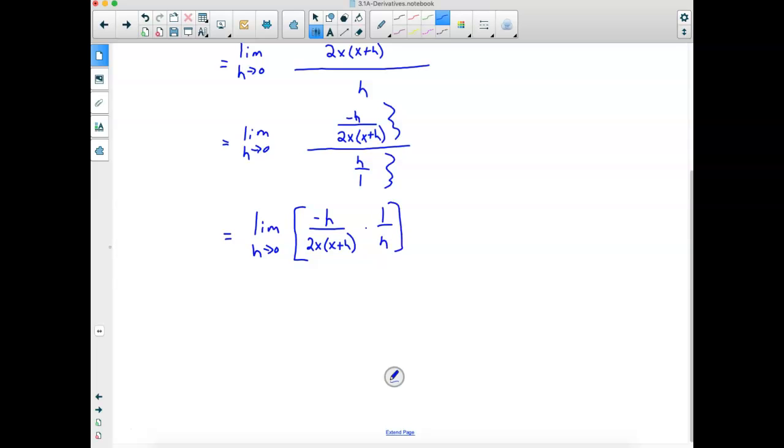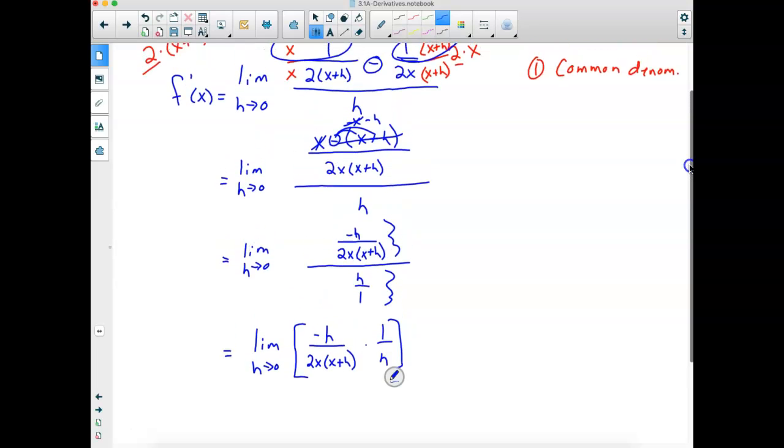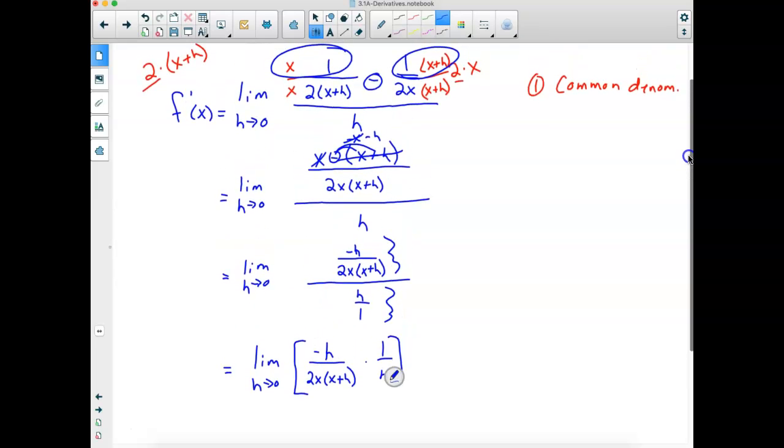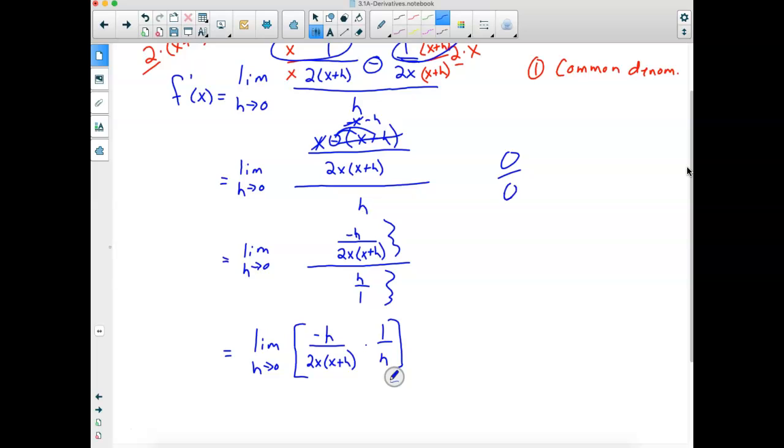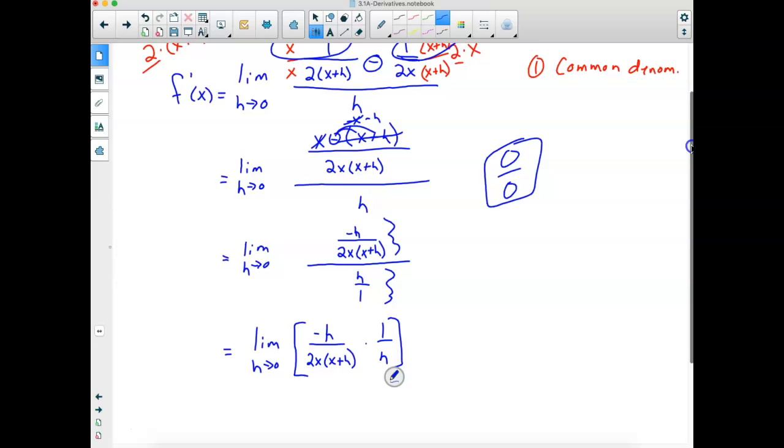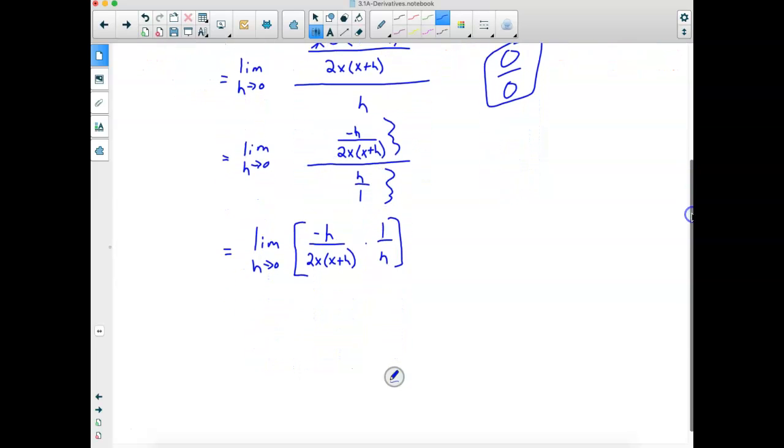To sound like a broken record, no matter which step I was at, if I plugged 0 in for h, I'd get 0 over 0 every time, which tells you to work, work, work. And you're going to get it. I can get to this point and see my h is reduced. I have just eliminated that 0 over 0. And basically I have the limit as h approaches 0 of negative 1 over 2x, x plus h.